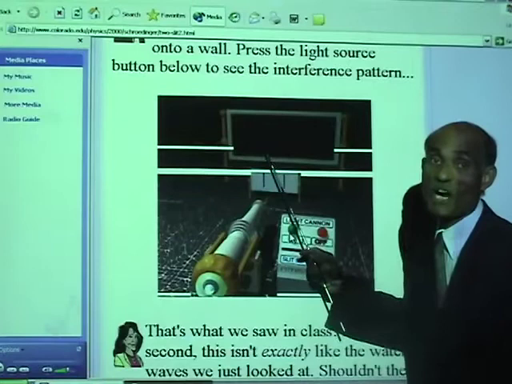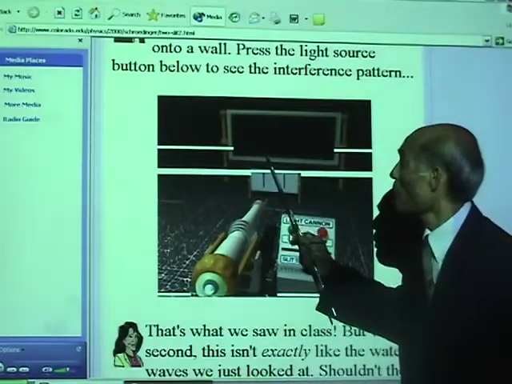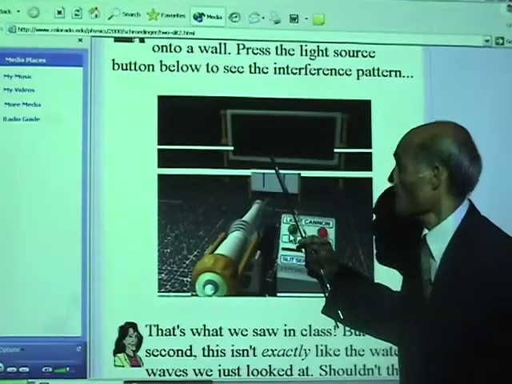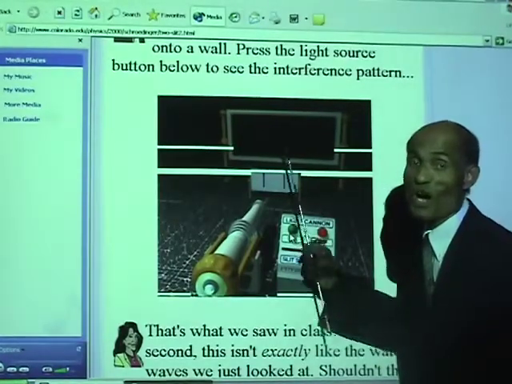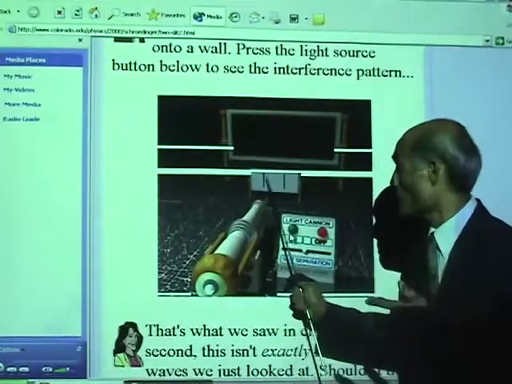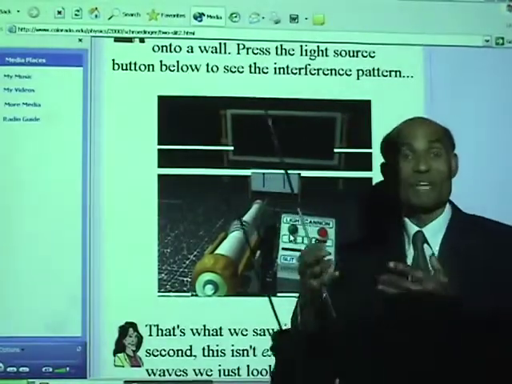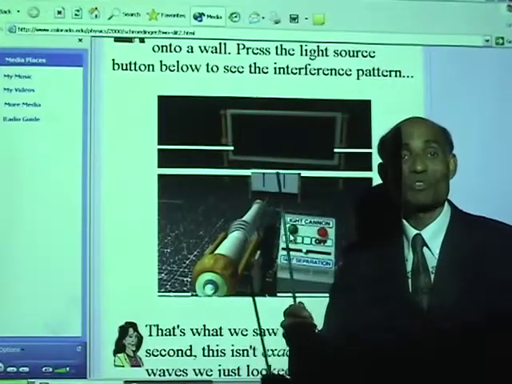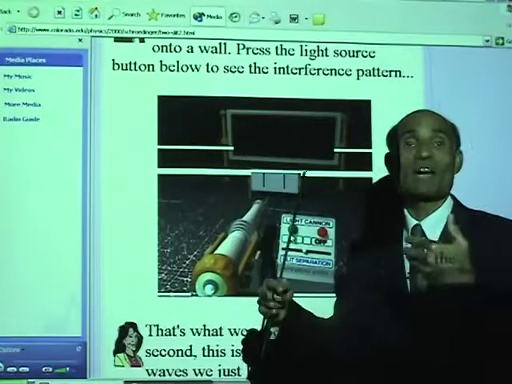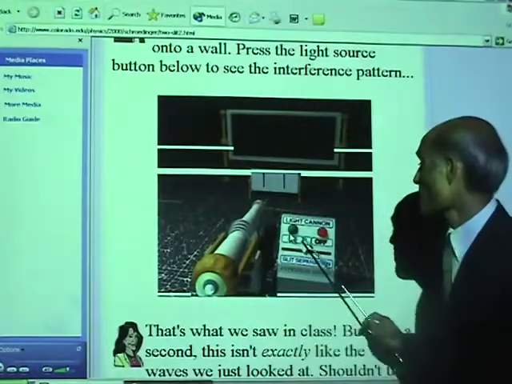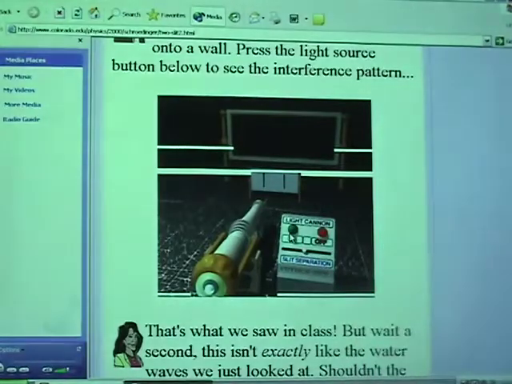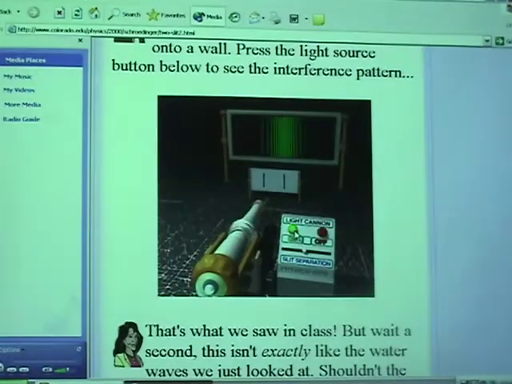And what did Young observe? At certain points on the screen, there were bright regions. There were other regions that were dark. Bright regions are where light from both slits will arrive in phase. Dark regions are regions where light from both slits arrive out of phase. All right, I'm going to turn it on and have a look. Okay, let's turn it on.